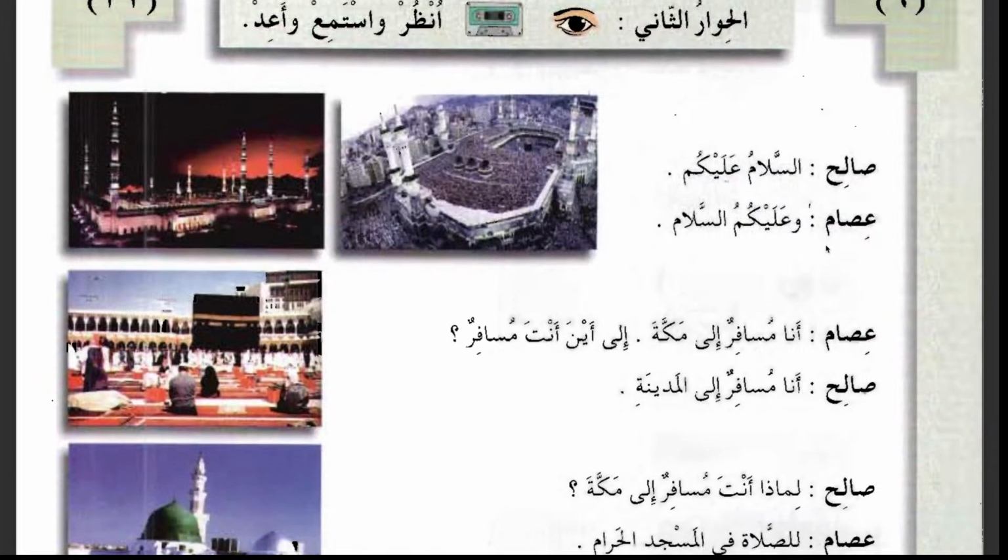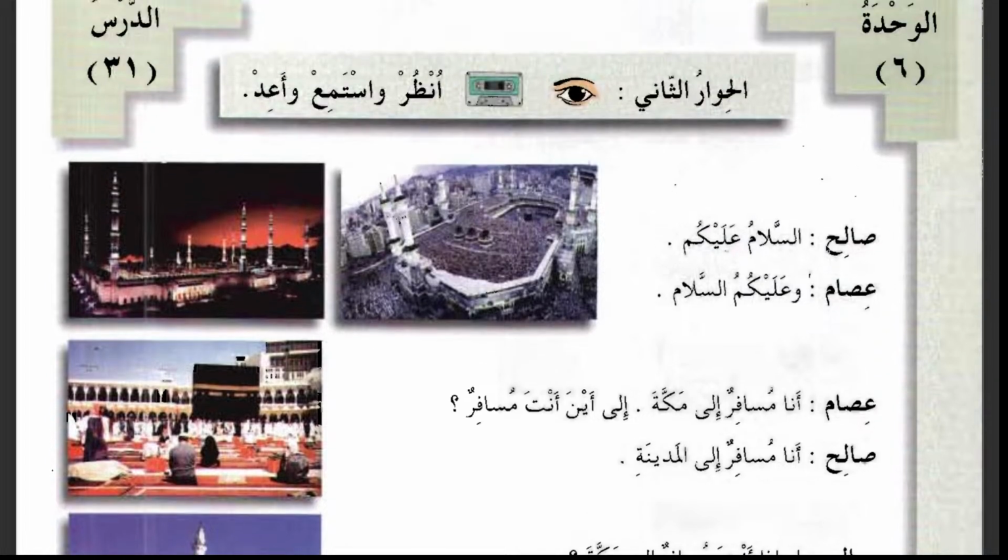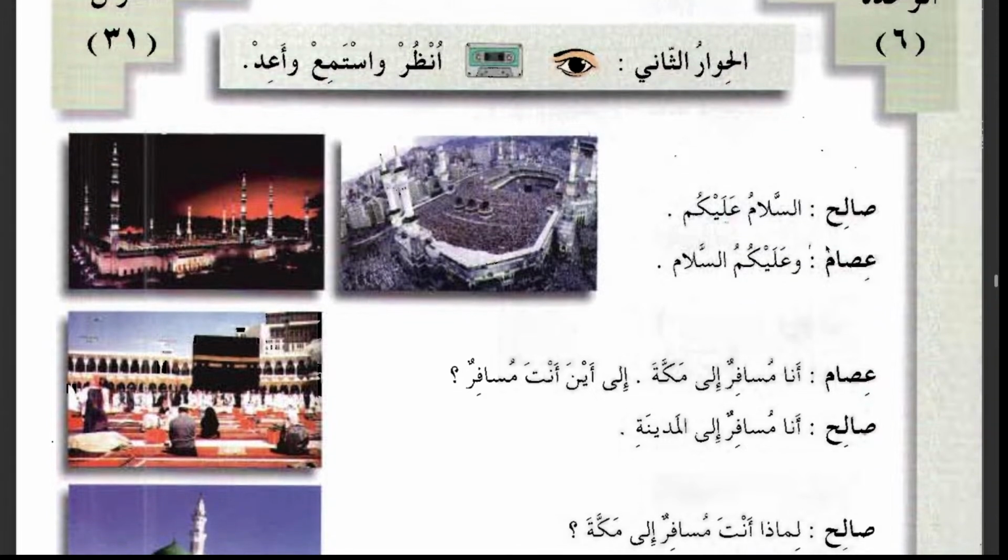The second conversation. Unzur wastami' wa'a'id. Right? Look, listen, and repeat. Salih: Assalamu alaikum. Isam: Wa alaikum assalam. Ana musafirun ila Makkah. Ana musafirun ila Makkah. Now, we're going to study another thing here today. It's a branch from what we started the last time with the doer form of the words.